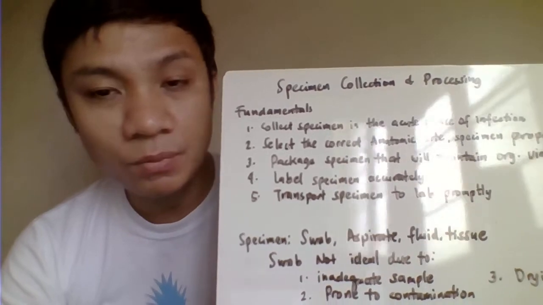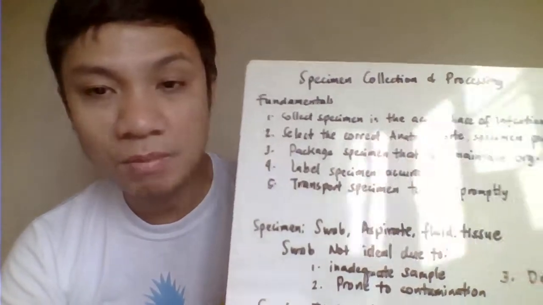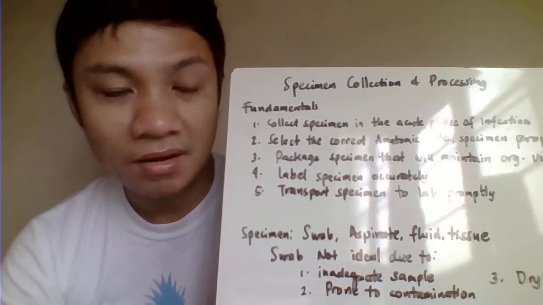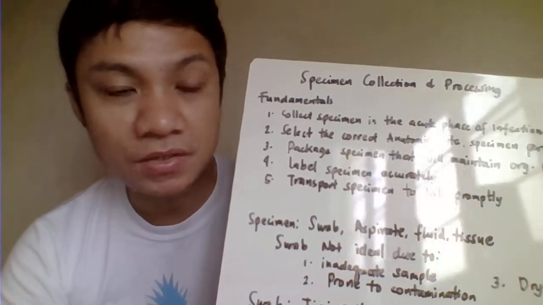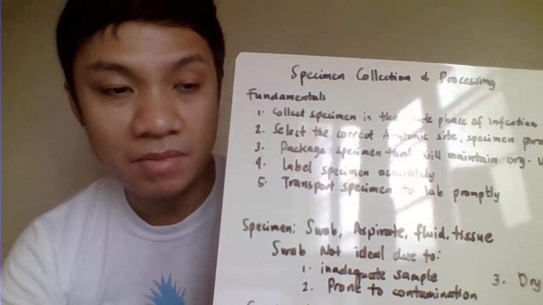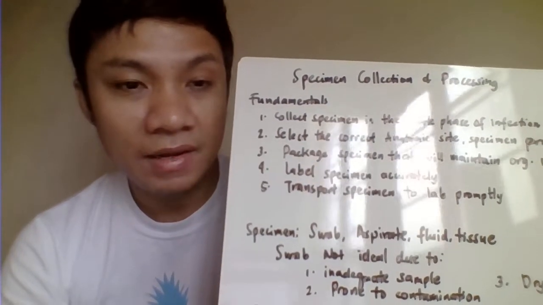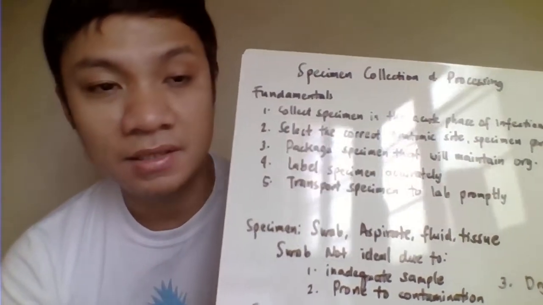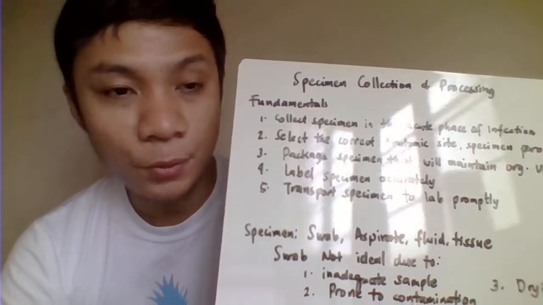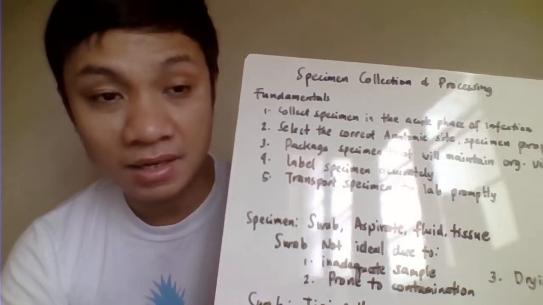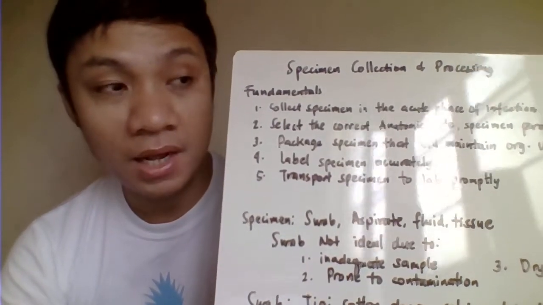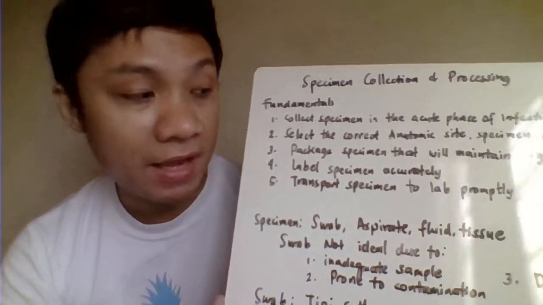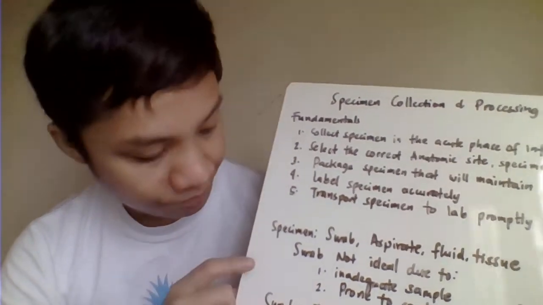Then the third one, package the specimen in a way that will maintain the organism's viability. We have different transport media. When you're collecting your specimen from the bedside, for example if the laboratory is far from the area, ward or room where you collect the specimen, you can transport it with different transport media that would maintain the viability of your organisms.